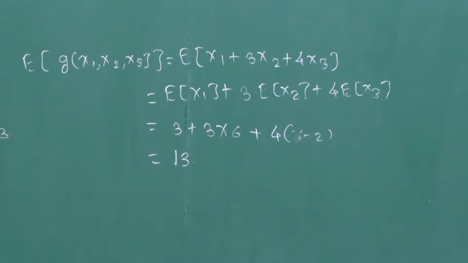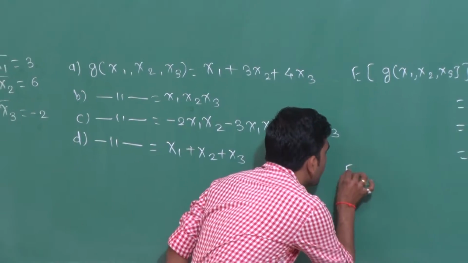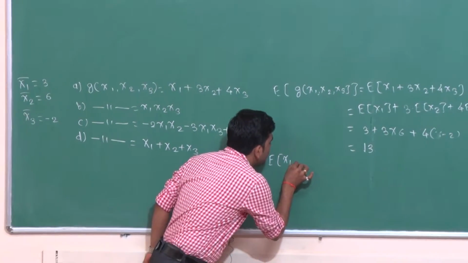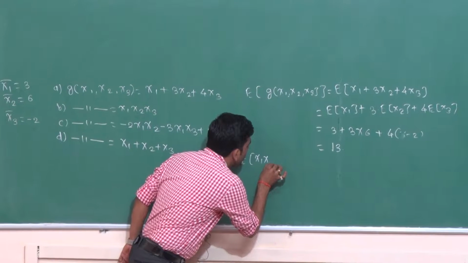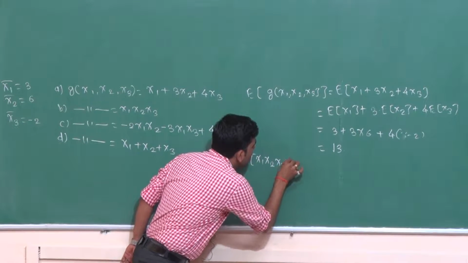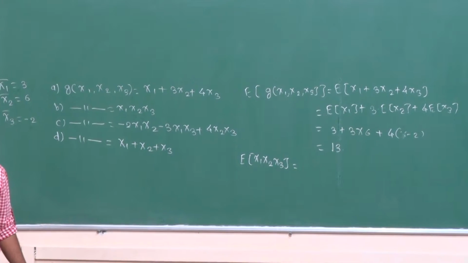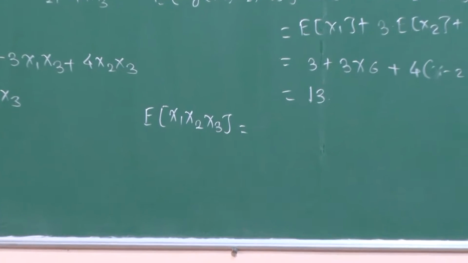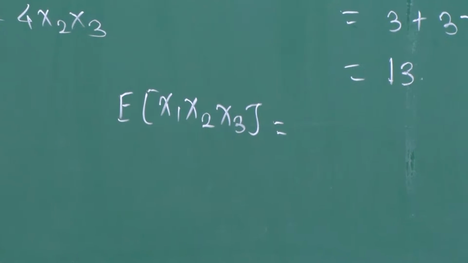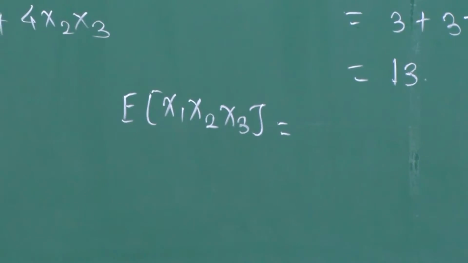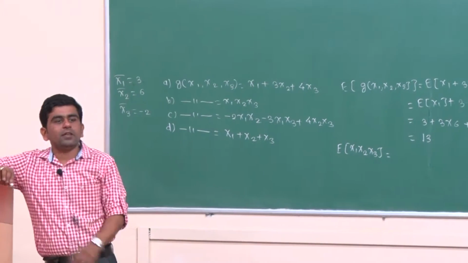Similarly, you have to calculate the mean value for second function. Here expected value of x1, x2 and x3. How to calculate mean value for this function x1, x2, x3? Can you calculate the mean value for this function? G of x, which is given as x1 multiplied with x2 multiplied with x3.